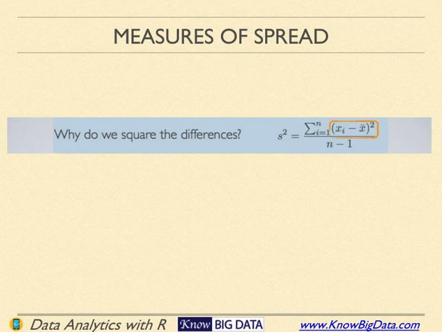All right. So coming back here, variance is measured as the summation of the square of the deviation of individual values.